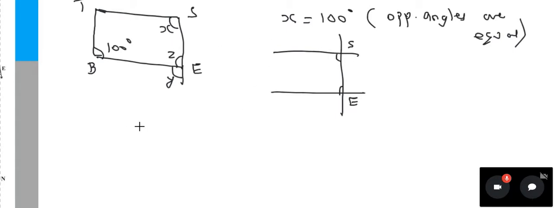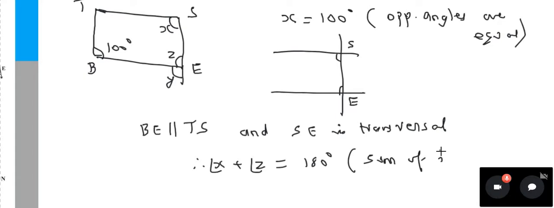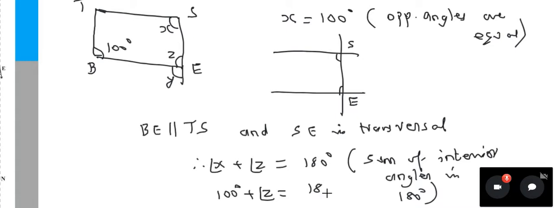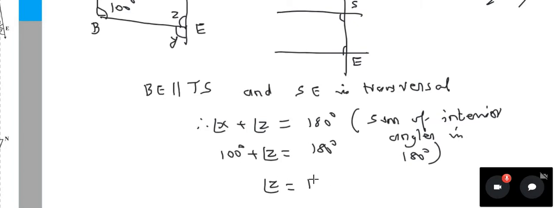You have to give the reason. So for that, what you have to say is BE parallel to TS and SE is transversal. Then you have to say therefore angle x plus angle z is equal to 180 degree, and the reason is sum of interior angles is 180 degree. Okay, so we already know x, that is 100. I can put the 100 here. So therefore angle z equal to 180 minus 100, which is 80 degree.